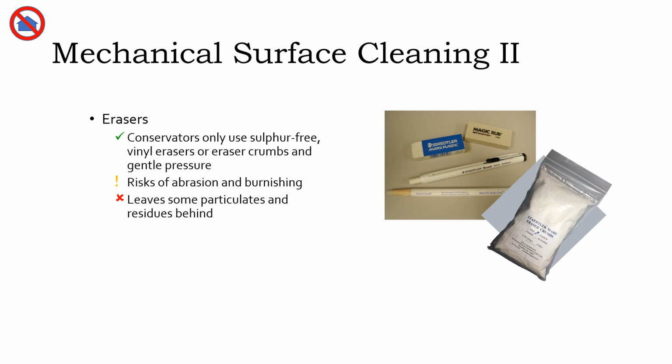When it comes to more firmly attached dirt, conservators often use erasers. To minimize damage from this technique, conservators use abrasive-free, sulfur-free vinyl erasers or eraser crumbs. The eraser is rubbed over the image using gentle pressure, which allows the dirt to become adhered to the eraser instead of the image, after which the eraser bits can be brushed away.